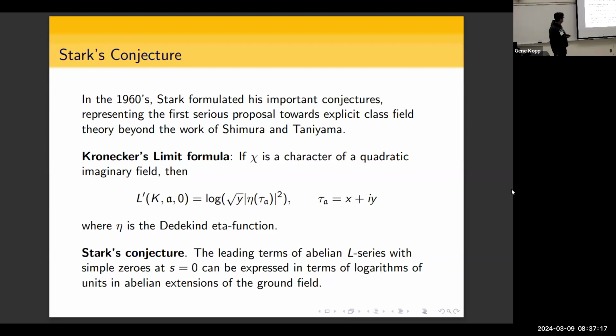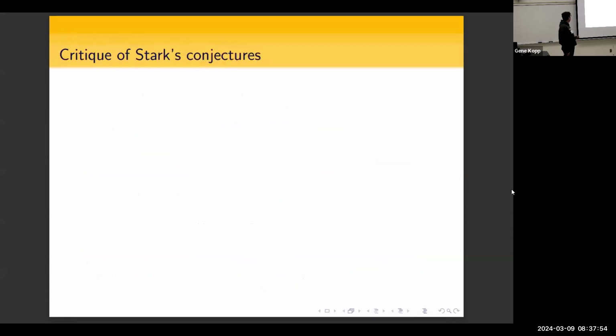And so Stark's conjecture was what Stark thought was, well, after all, the values of L functions and their leading terms at s equals 0, the left-hand side of this equation, make sense in a much wider range of settings. I could consider these values for any ground field. And so what he ventured is that the leading terms of these abelian L series, when they have simple zeros at s equals 0, should recover logarithms of absolute values of units in abelian extensions of the associated ground field. So one could try to construct, thanks to this, abelian extensions by looking at leading terms of L series.